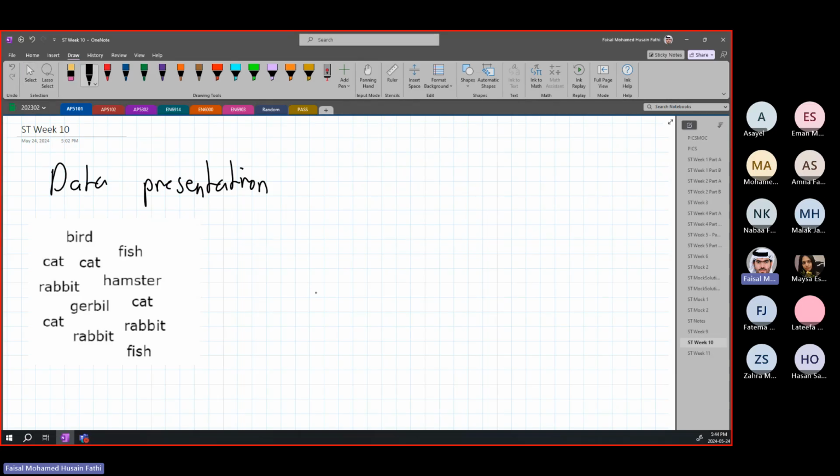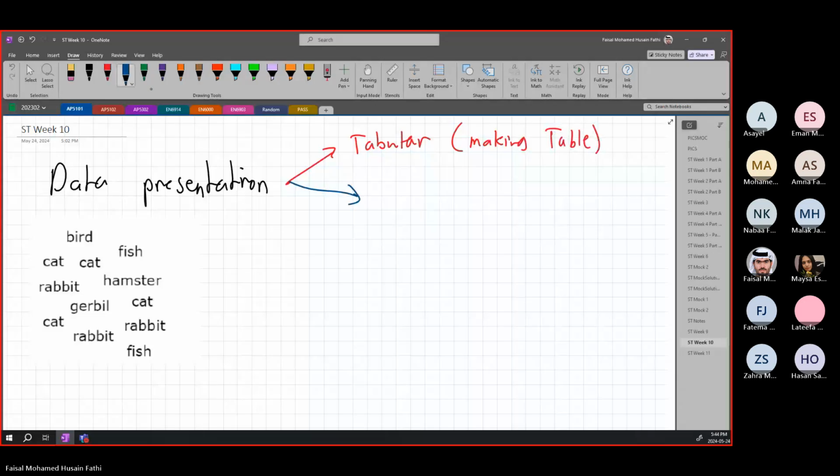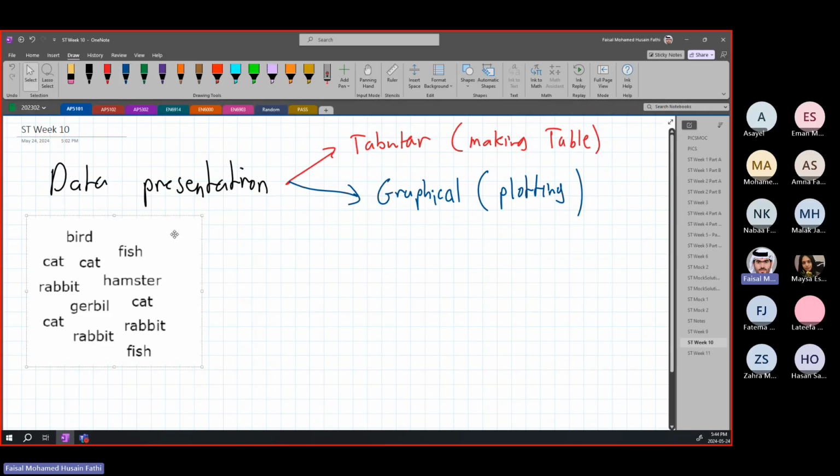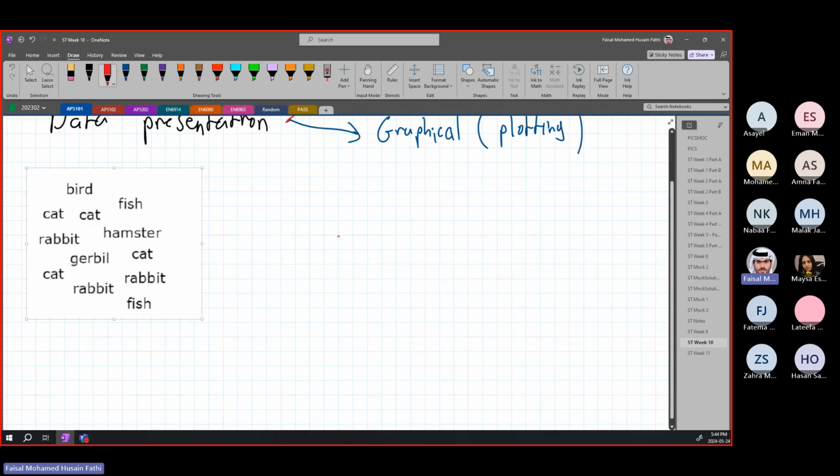So the best way to do this, there is one of 2 ways to do data presentation. The first one is tabular, as in making a table. And the second one is graphical, which is basically plotting, like making a graph or a plot of some sort, so that you can look at it in a better way. So let's look at this from a tabular point of view. So let's build a table.